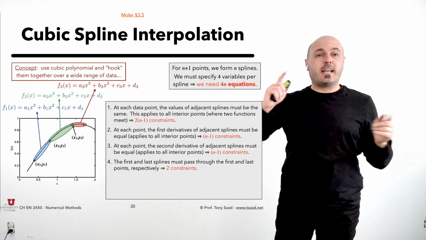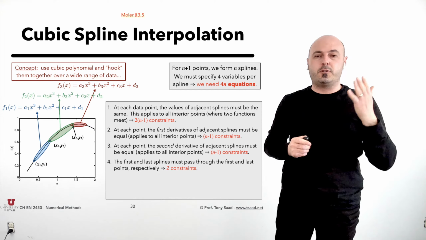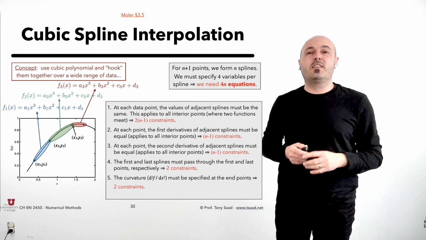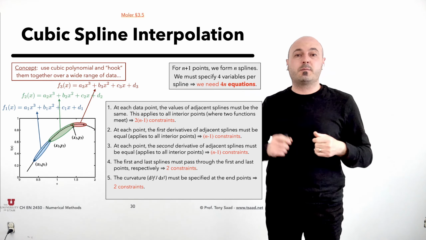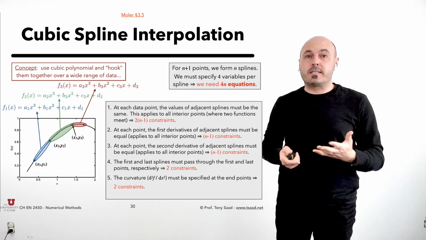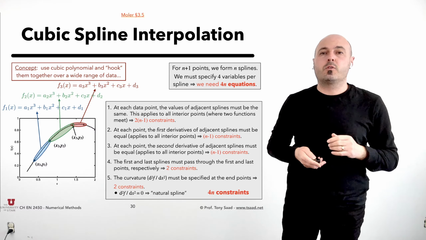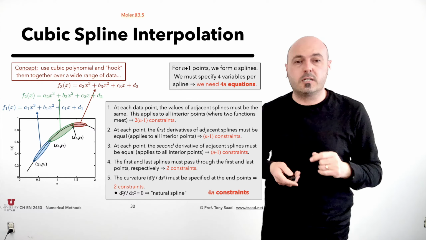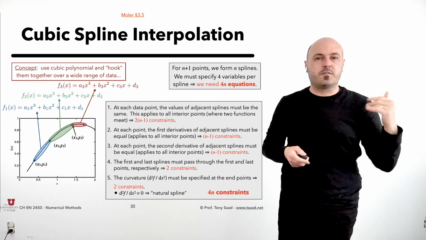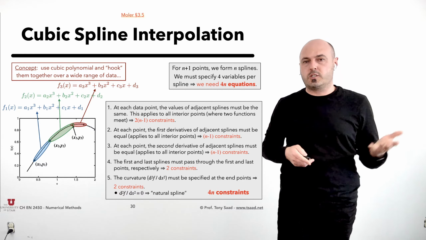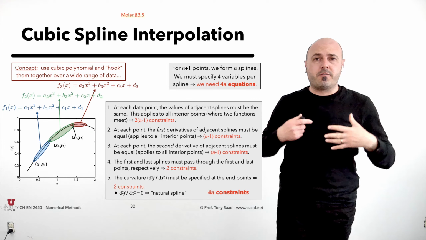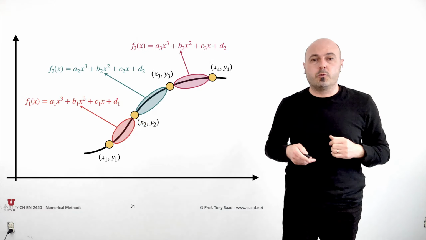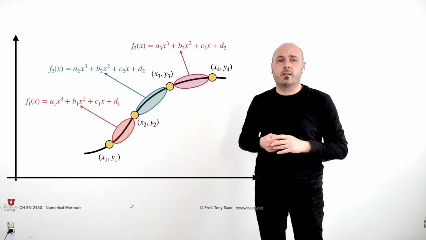And then the first and last splines need to pass through the first and last points. And finally, the curvature at the first and last points must be specified, typically by the user, okay? I'll explain that to you in a second. What we do here is simply say that the second derivative is 0. That's what's called a natural spline. If you have other information, you can specify another value, but in general, that's the default that goes into Python. And we're going to use Python to do that.